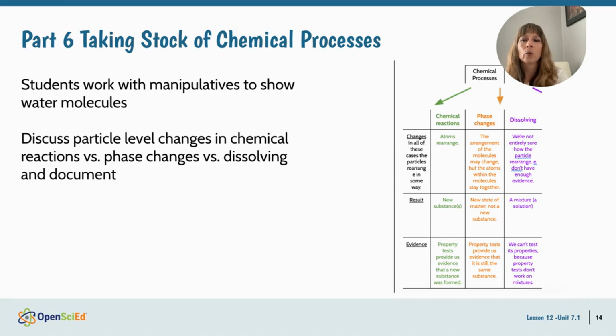And so you'll start with just the left-hand chemical reactions filled out, and then you'll go to phase changes, and then finally to dissolving. The big takeaway here is that in all of these cases, the particles rearrange in some way. Chemical reactions create a new substance, but phase changes do not. And then there are some lingering questions about dissolving at the particle level because it's actually above grade level here. So it's okay to leave them hanging.